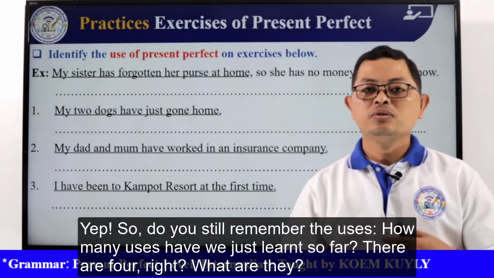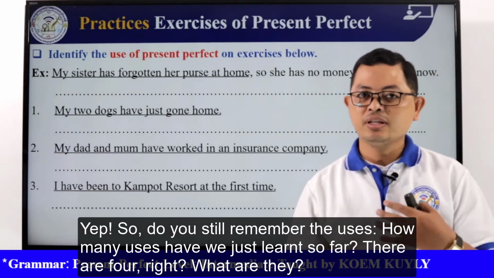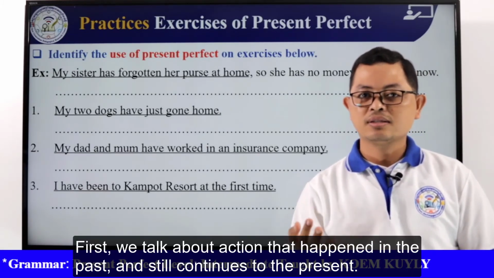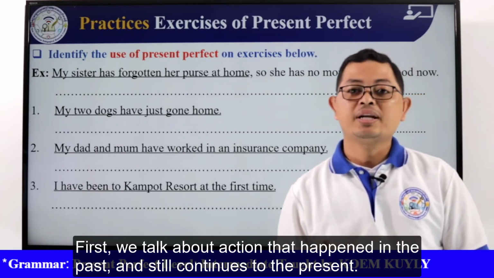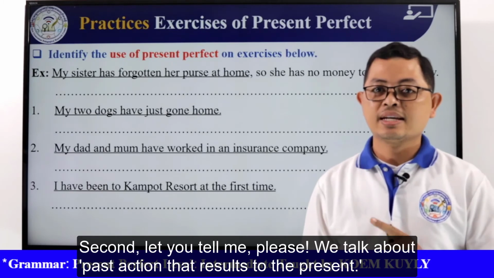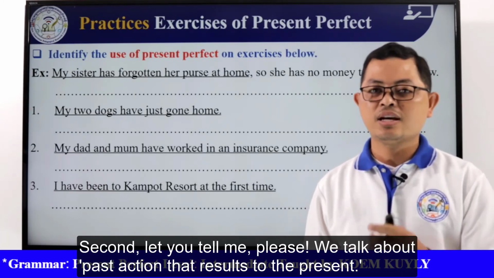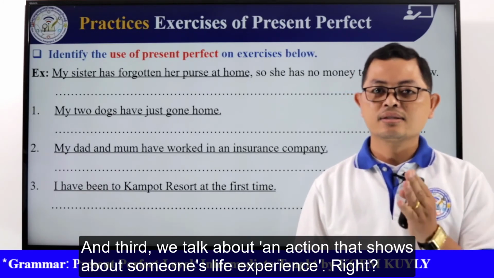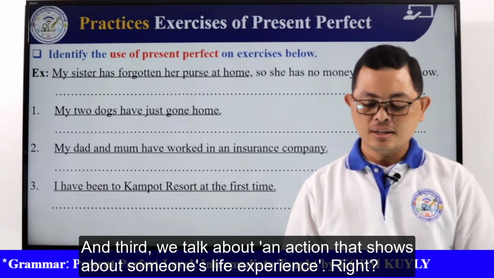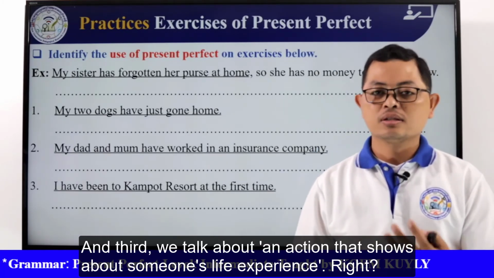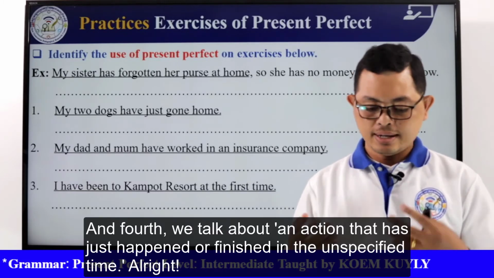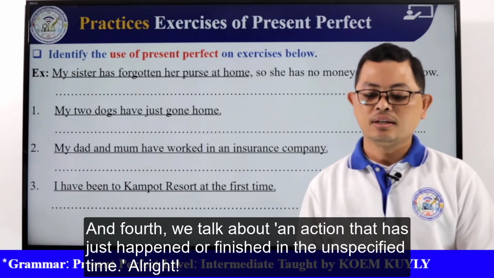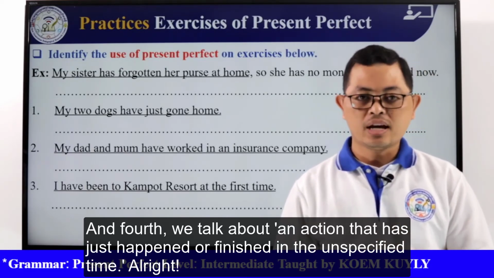So do you still remember the uses? How many uses have we just learned so far? Yeah, 4, right? What are they? First, we talk about an action that happened in the past and still continues to the present. Second, let you tell me please. We talk about a past action that is connected to the present. And third, we talk about an action that is about someone's life, right? And fourth, we talk about an action that has just happened or finished at unspecified times, right?